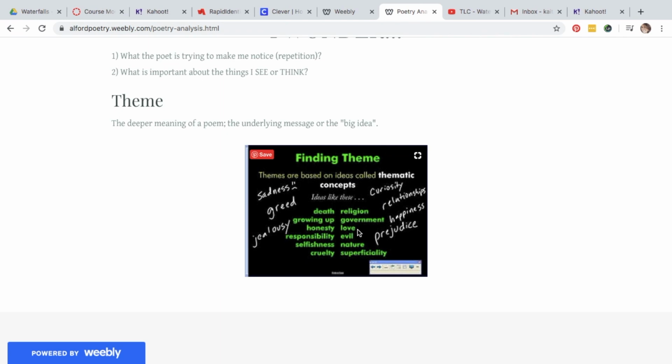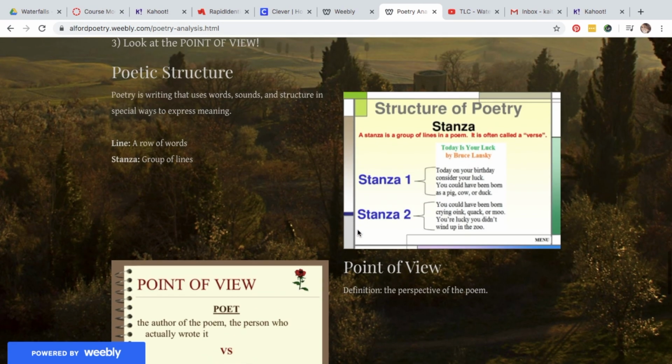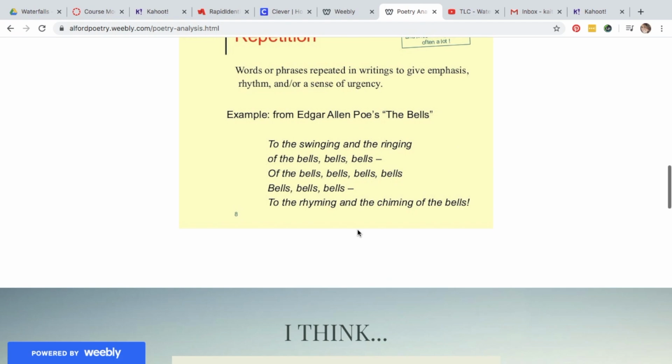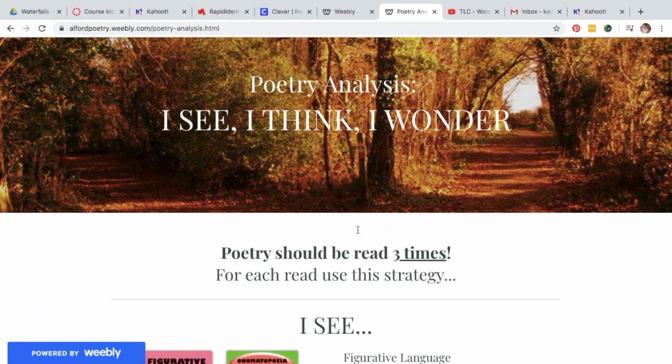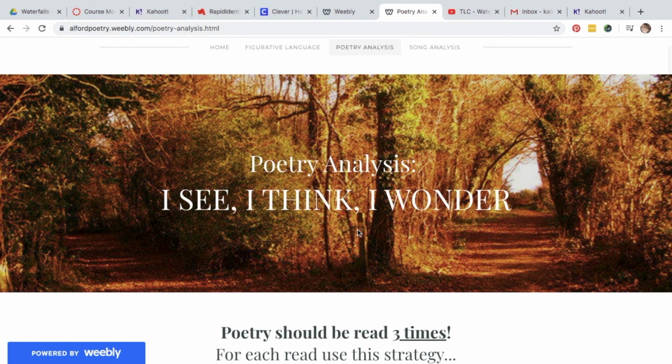So take your time and really think about all these different steps, because when you get down to it, these poems are not that long. We're not asking y'all to read pages and pages and pages. The I see, I think, and wonder is reading 3 times, but instead of just reading it 3 times straight through with no purpose, this gives you a purpose to think about.